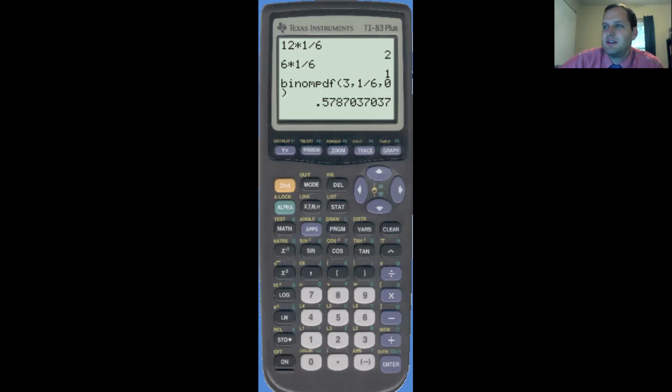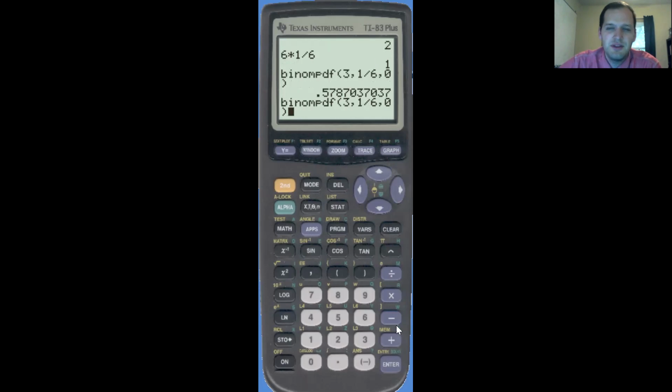So let's try another problem. Let's try if we want to get 1/6. Well, if I want to get 1/6, how do I need to change this calculator? What do I need to change in the formula? Do I need to change the 3? What did the 3 represent? The 3 represented the number of rolls. Well, if we're still rolling it 3 times, do we need to change the 3? No, we don't. So we leave it at 3.